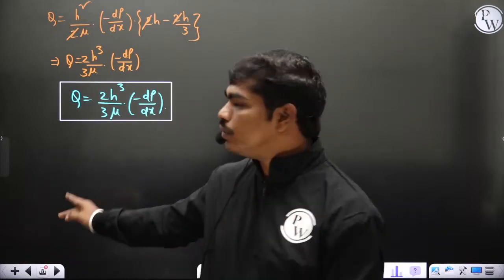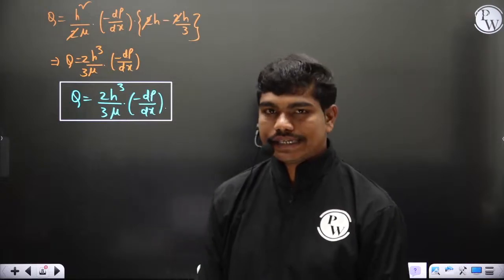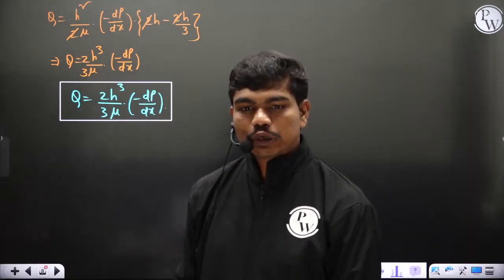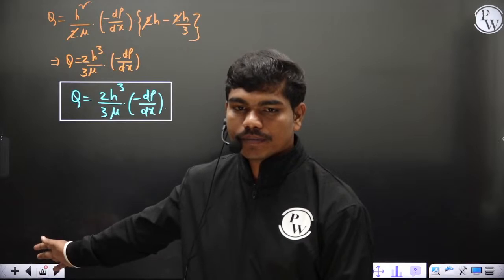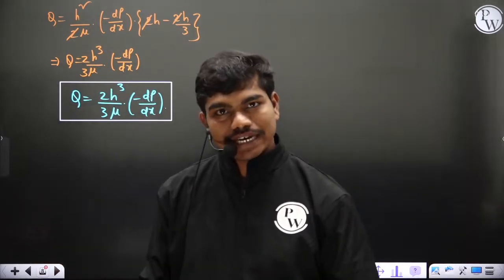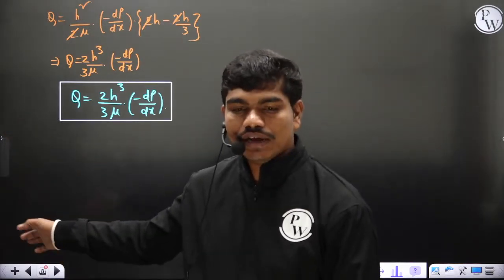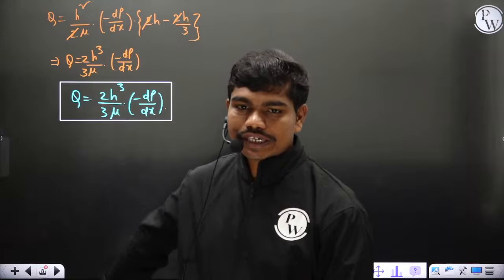h cube by 2 mu into minus dp by dx, right? Yes or no? So please type in the chat box. I'm just doing integration, that's it. For flow through pipes I'll directly give the results. I won't do the detailed analysis. I don't show you the derivation there, but this is a bit important, so I'm showing it.